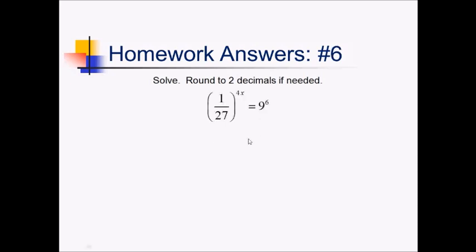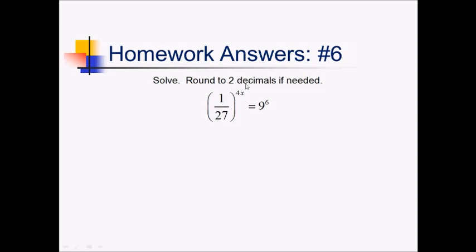On this problem, I'm trying to solve for x. Now, on this problem, I noticed that these two terms, 1 over 27 and 9, these are both powers of 3. So if I rewrite both sides in terms of 3 to some power, I can get to the root of this without actually using any logarithms. 1 over 27 I can write as 3 to the negative 3. 9 I can write as 3 squared.